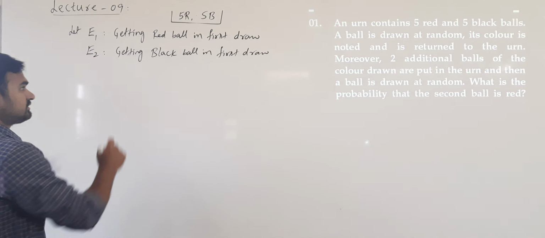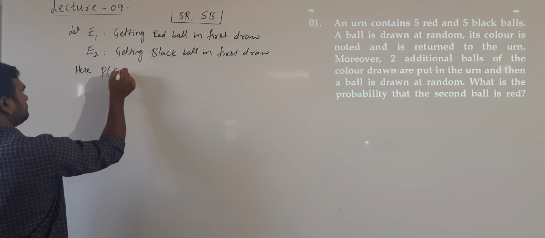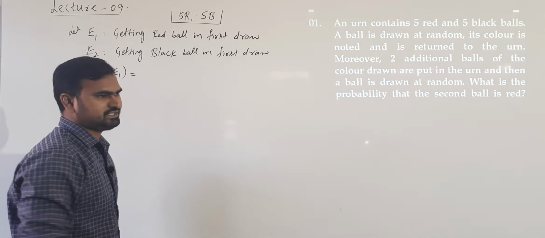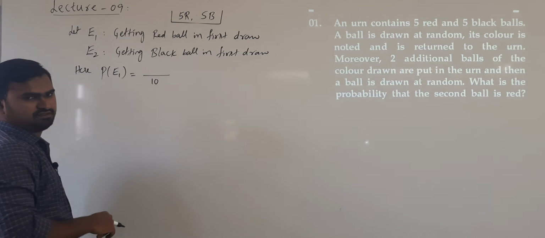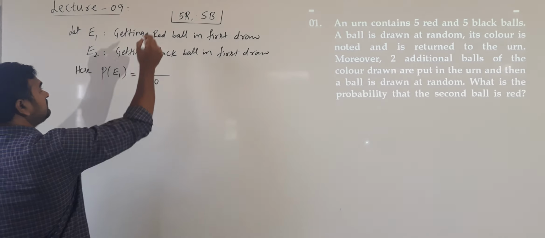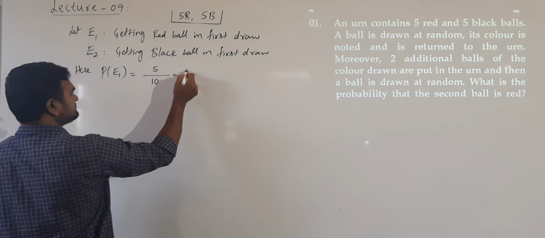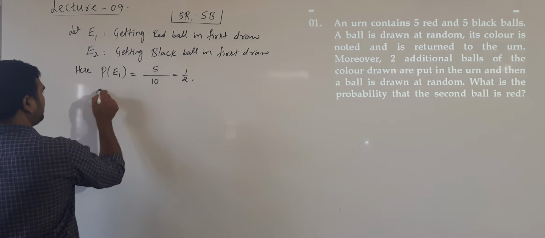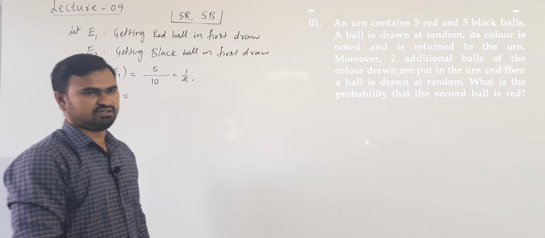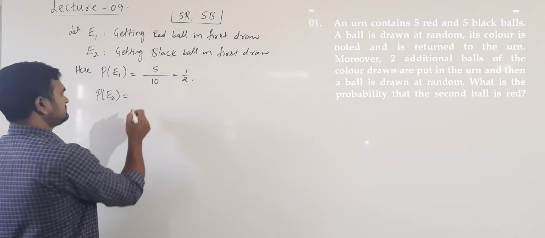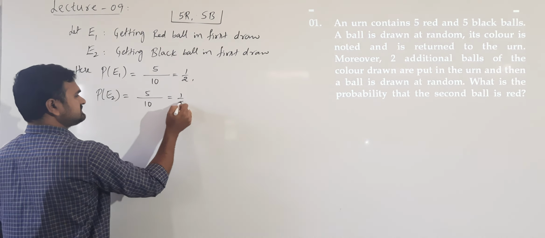What is the probability of E1 here? For the first draw there is no condition. In total there are 10 balls, we select one ball, so it is 10C1, which is nothing but 10. And how many are in favor of getting a red ball? For the first draw it is 5 by 10, which is 1 by 2. And the probability of getting the first ball as black: we have 10, of which 5 are black, so again it is 1 by 2.